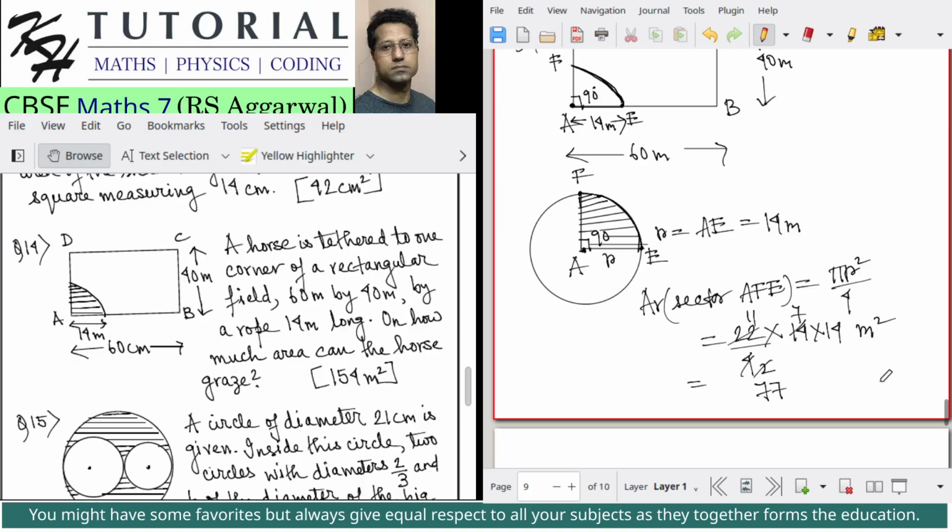A horse is tethered to one corner of a rectangular field, 60 meter by 40 meter, by a rope 14 meter long. On how much area can the horse graze? So it should be 1/4 the area of a circle whose radius is 14 meter.